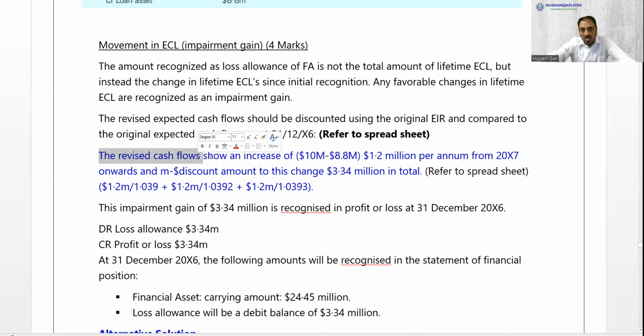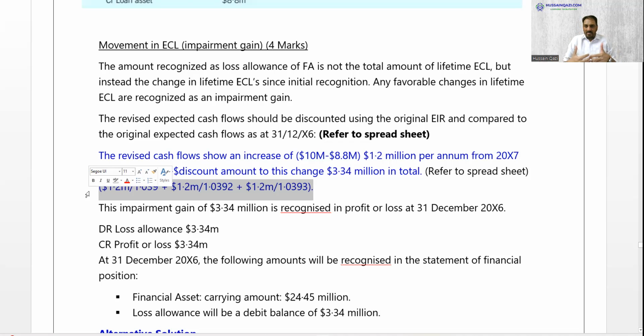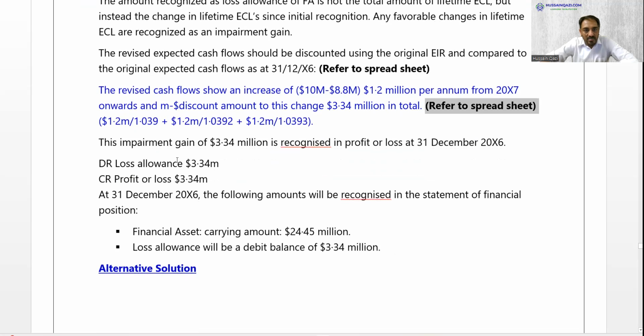The revised cash flows show an increase of 1.2 million per annum, X7 onwards, and the discounted amount of this change is 3.34. Discount amount, you just mention in this way. But what I personally suggest is that with these types of complex calculations, don't just mention them in your draft; first calculate and then refer to the calculation here. You can also mention to refer to the spreadsheet. So this is impairment gain 3.34 recognized in P&L.